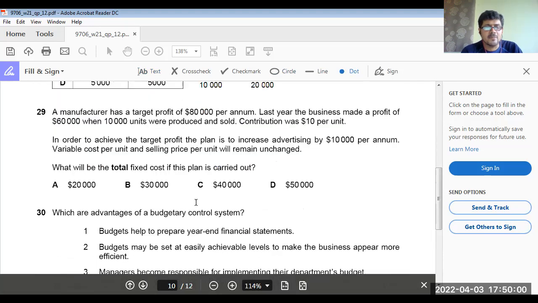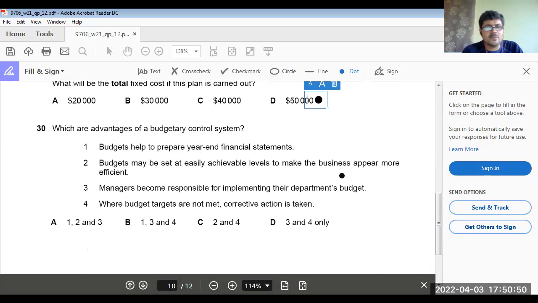Question number 29. A manufacturer's target profit is $80,000 per annum. Last year the business made a profit of 60,000 when 10,000 units of production were sold. Contribution was $10. In order to achieve the target profit, the plan is to increase advertising by 10,000 per annum. Variable cost per unit and selling price per unit remain unchanged. What will be the total fixed cost under this plan? Last year, 10,000 units multiplied by 10, so contribution was 100,000. Minus 40,000 was fixed cost. So this year, if we increase advertising, 50,000 would be our fixed cost.